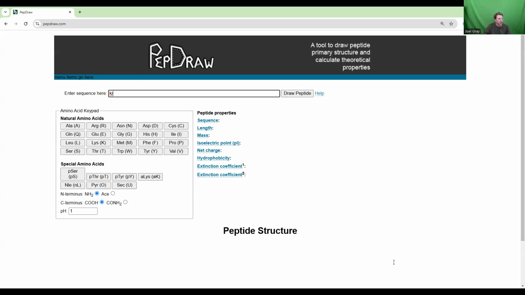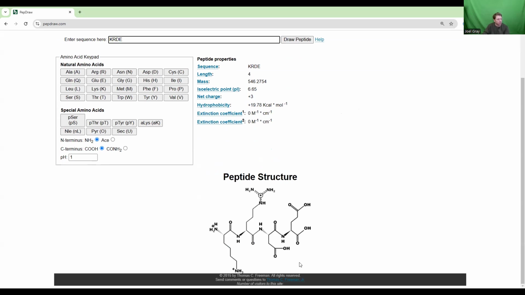Can you tell me in the chat, KRDE? There we go. We got our single letter codes that I'm typing in, KRDE. These are single letter codes for our amino acids. Are these 4 amino acid single letter codes ones that you guys are expected to know? These 4 specific ones. Yes, all these are. Okay. Now I'm going to click draw peptide, and it's going to come up with my structure.